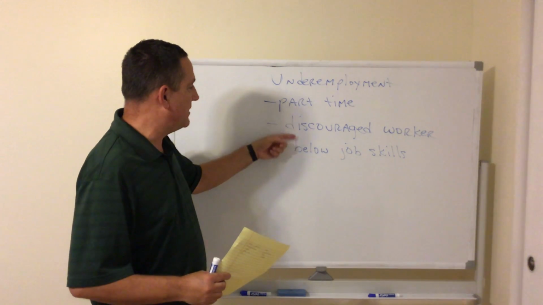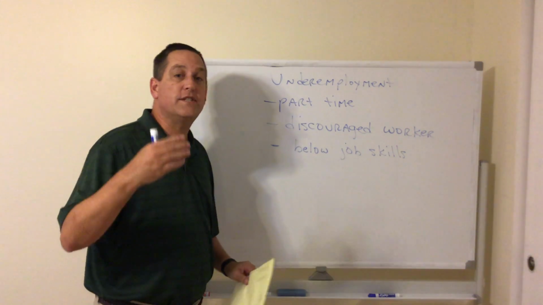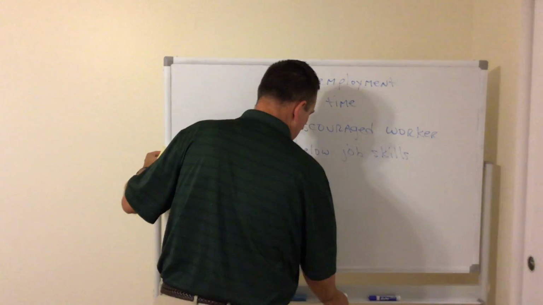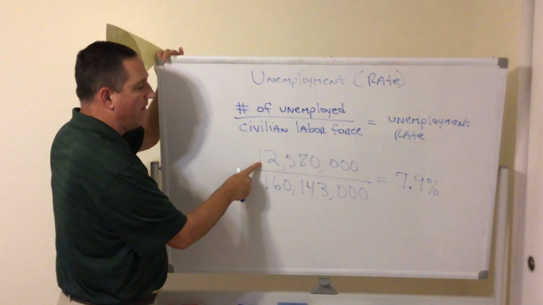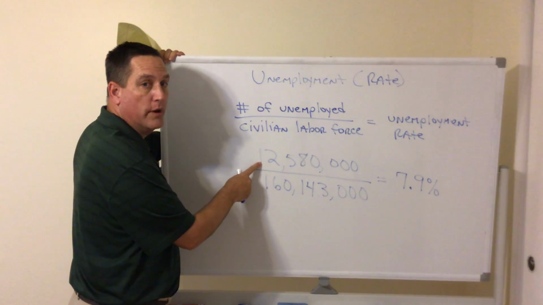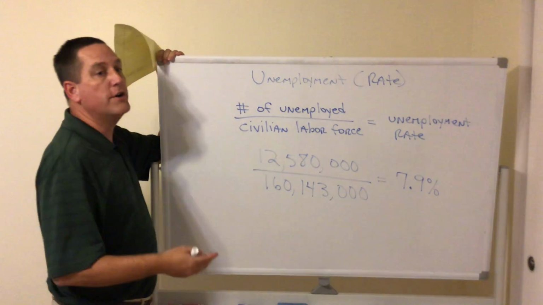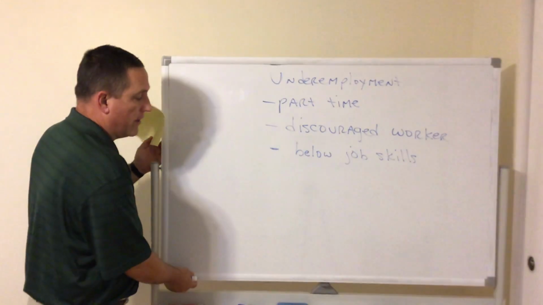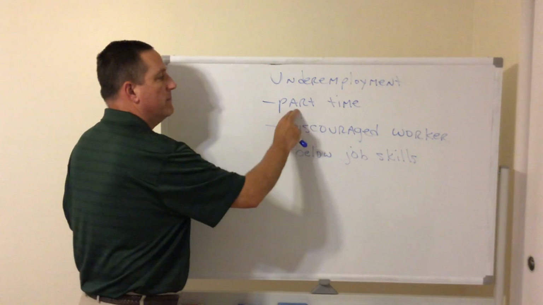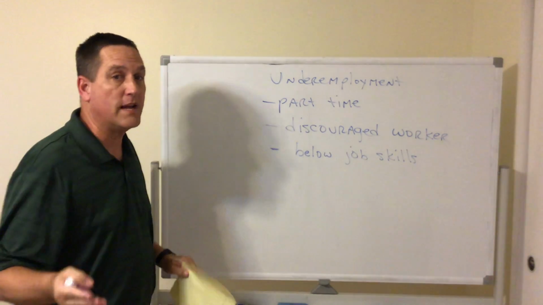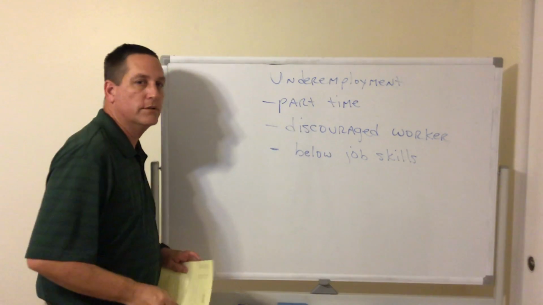These 3 groups of people are not going to show up in the unemployment data. So when we say that 7.9 or 12.5 million Americans are unemployed, that's true. But there's so many more that are underemployed that are not showing up in the statistic because they've been discouraged and they stopped looking, because they're working part-time instead of full-time even though they want a full-time job, or they're working at a job below their job skills.